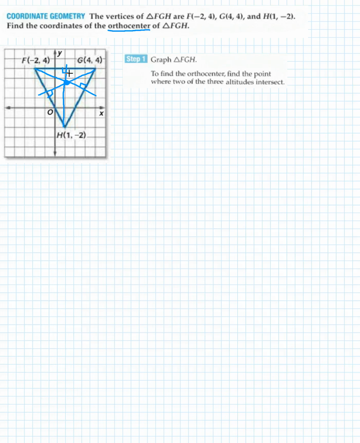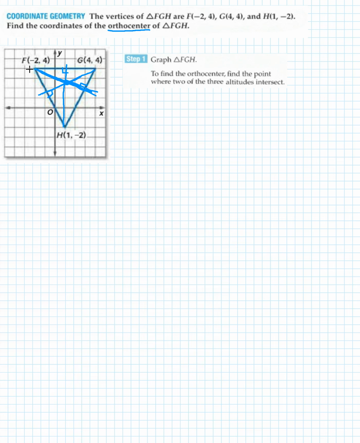In order to do this, we actually just have to find the equation of two of these altitudes, two of these lines right here, and wherever they intersect, that's our orthocenter. Now you could find all three if you wanted to, but finding the intersection of two of them is enough. So let's look at this one over here first. We want the equation of that line.